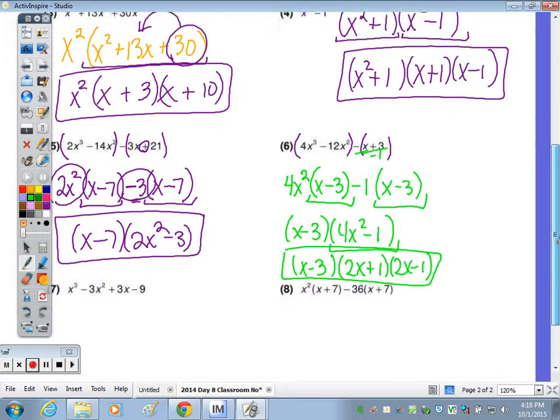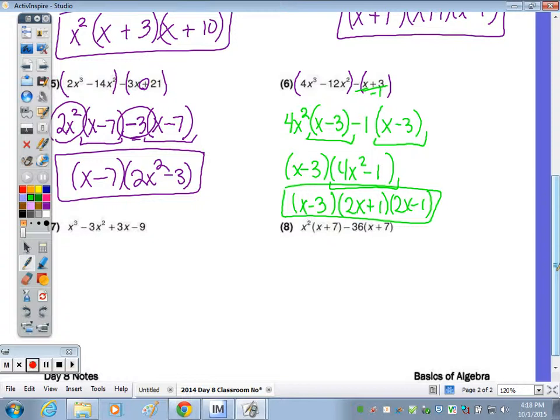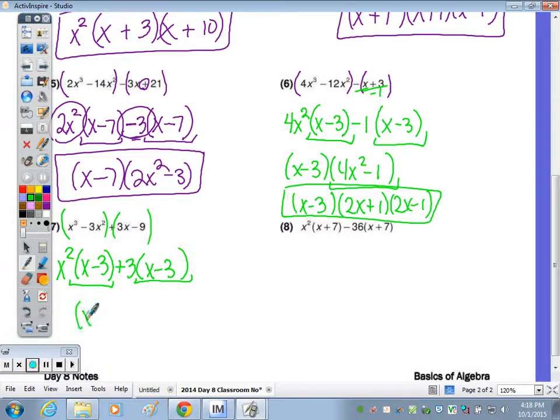Last two, it's 4 terms, so we group. GCF is x squared, so we're left with x minus 3. Positive in front, so I bring down the positive, and I have the GCF of 3, and we're left with x minus 3. Here's now my GCF, it just looks different, it's a binomial. So I bring that out front, and here's x squared plus 3 for my second factor.